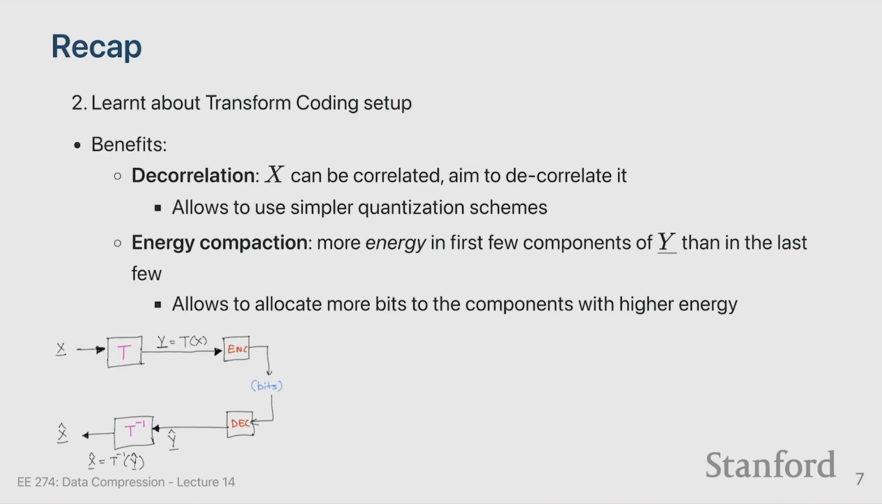Okay, so let's continue then. After the Gaussian water filling intuition, the next part we started looking into was this transform coding setup. And what we highlighted is that transform coding basically provides two main benefits. One, it allows you to decorrelate X. Why do you want to decorrelate? Because once your sources are decorrelated, you can then use simpler quantization schemes to get a similar level of rate distortion trade-off, right? So that's good.